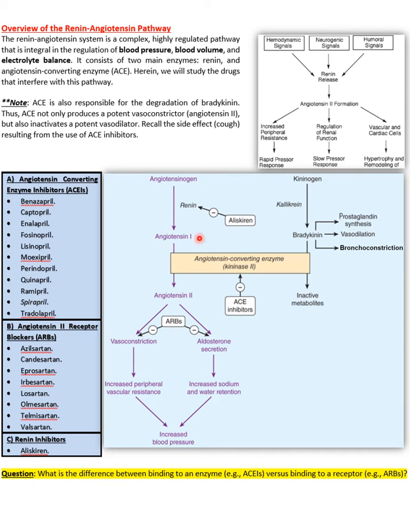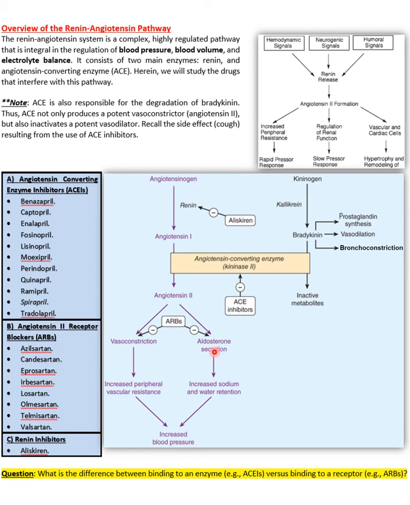The next graph I want to talk about is again the same pathway. Angiotensinogen is converted by renin into angiotensin 1, which is converted into angiotensin 2 by the angiotensin converting enzyme, or for short the ACE enzyme. Another name for this enzyme is kininase 2. And then angiotensin 2 leads to vasoconstriction, which increases the peripheral resistance and the blood pressure.